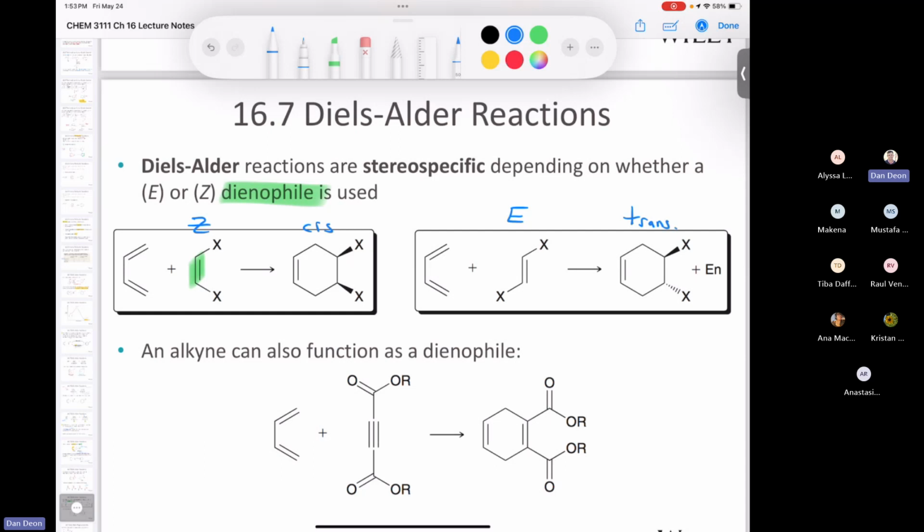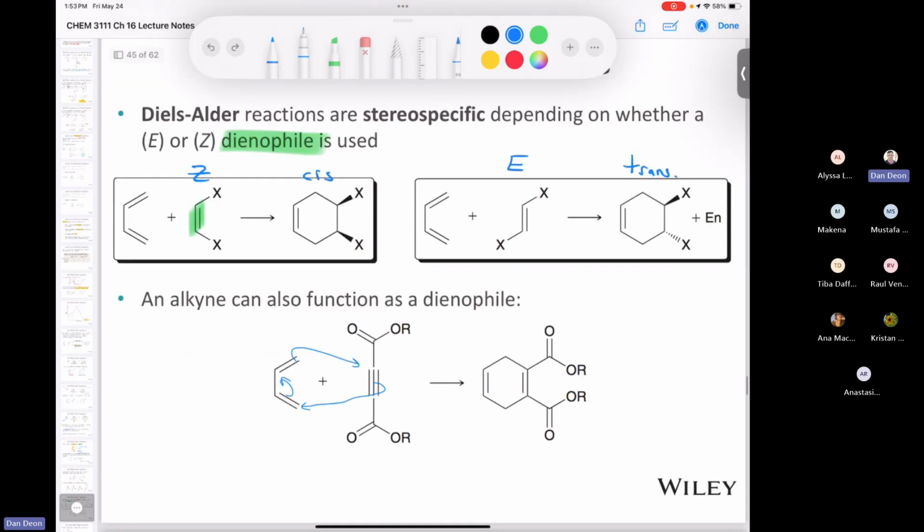If you're wondering, well, come on, an alkyne also has a pi bond in it. Could I use an alkyne like this? Could I use that as a dienophile? The answer is absolutely. Okay, absolutely, right? You just draw the same old curved arrows like this, but now you're going to have two pi bonds. You're going to have two double bonds in your product like that.